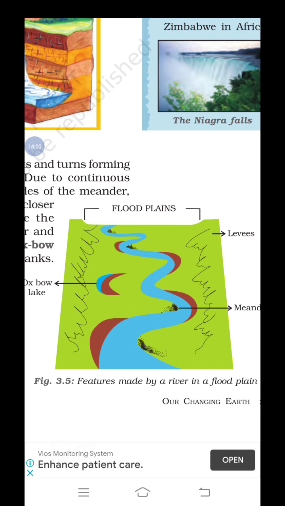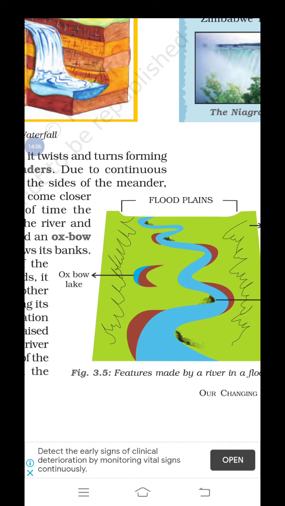Due to that similarity, we call this structure an oxbow, like an oxbow lake. It is similar to the structure of an oxbow. So we call these lakes oxbow lakes.